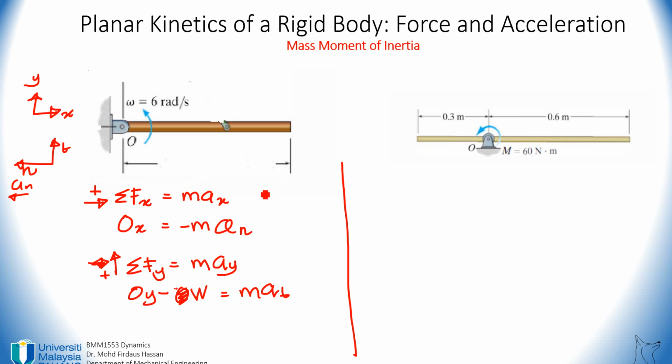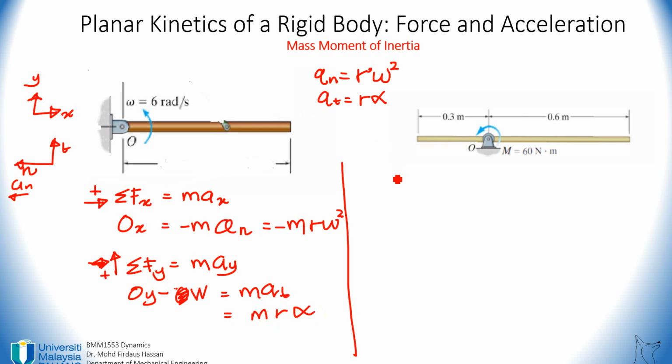So we know the equation of AN. AN is equal to R omega square, and AT is R alpha. So here you can make it m R omega square, and here is m R alpha.